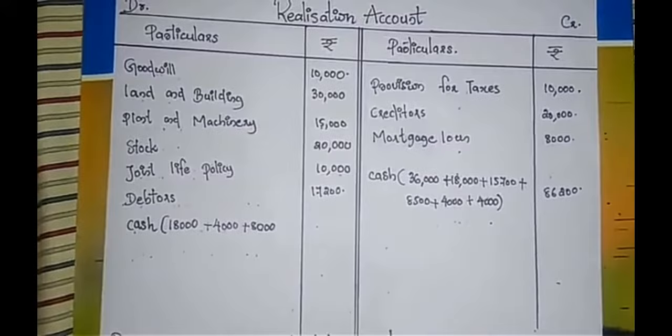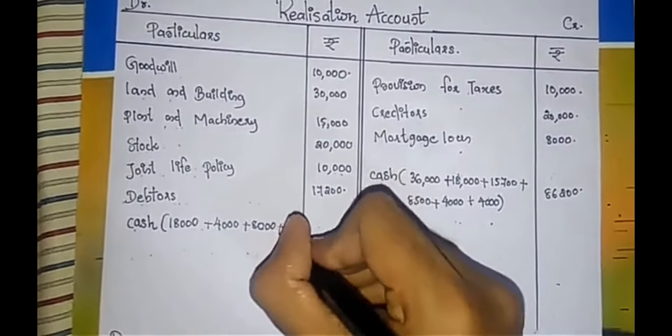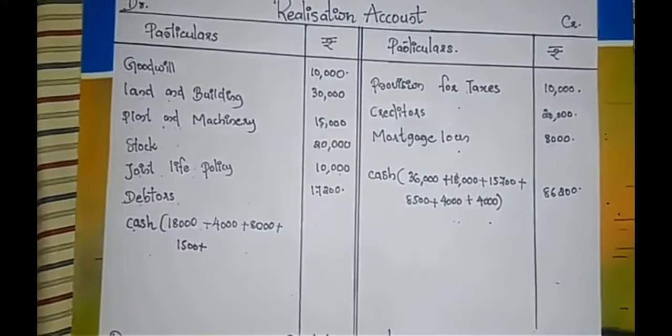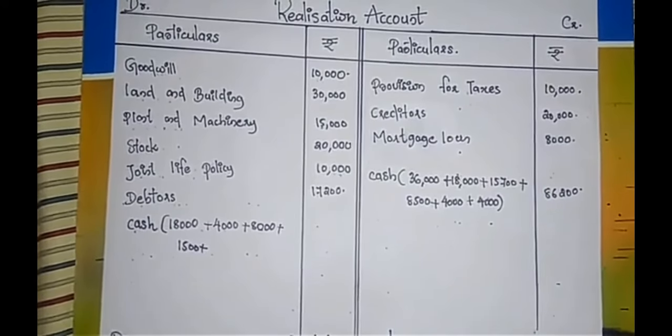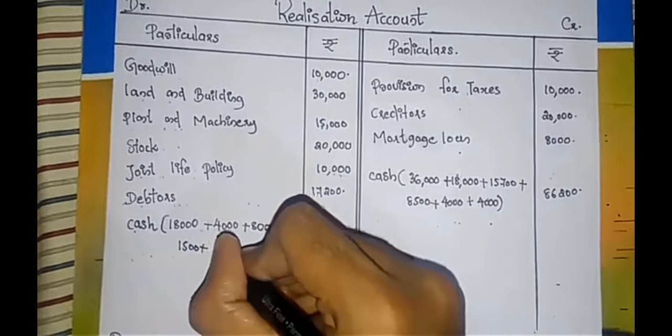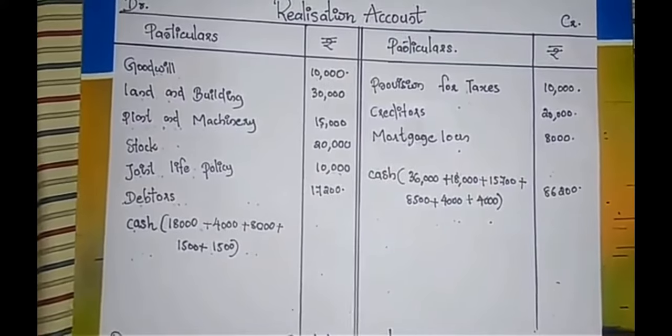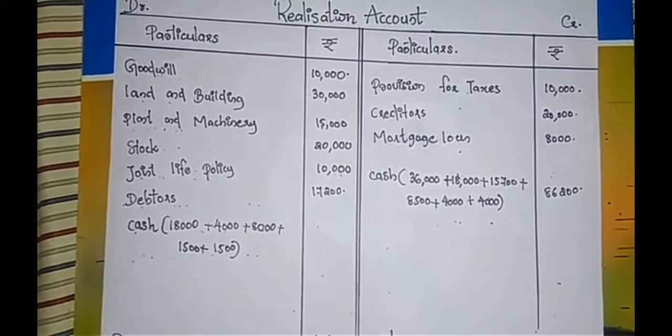And in the adjustment it is saying that there was a liability on repairing bill outstanding rupees 1,500. So plus 1,500. And also realization expense amount rupees 1,500. We also want to pay off that. So we pay off all the liabilities. Total amount is rupees 33,000.